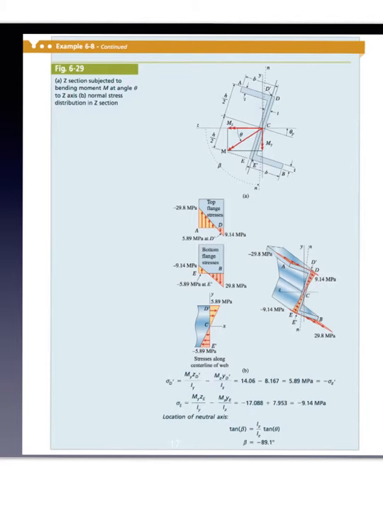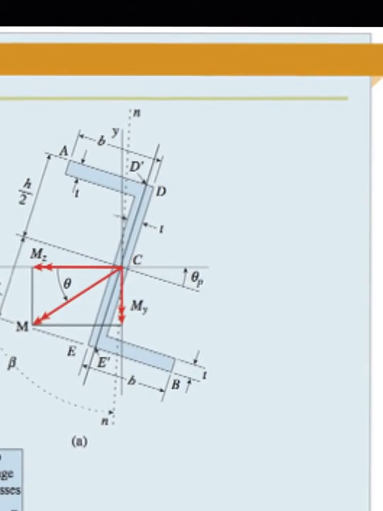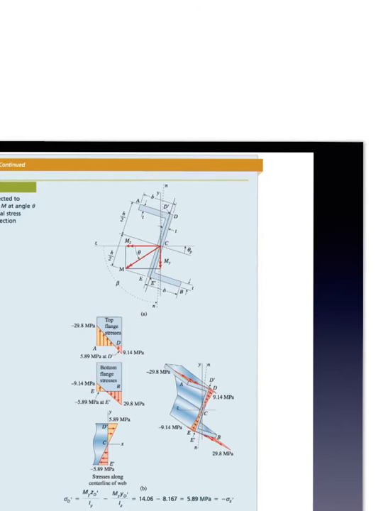Now we have determined the y and z coordinates of all the points. It means now we continue further towards calculating the normal stresses at each of those points. So now we look at the bending moments of each point.